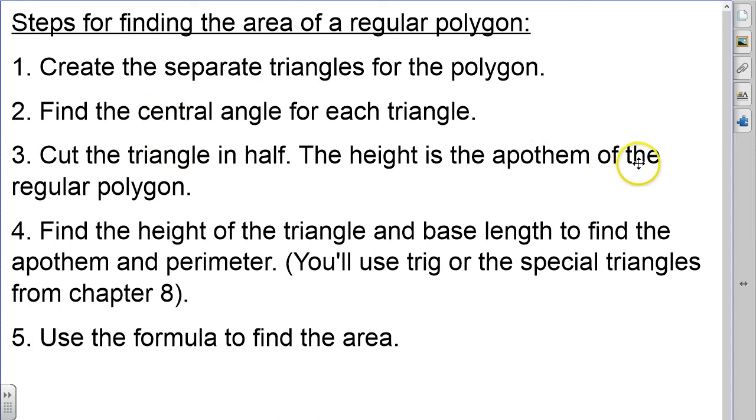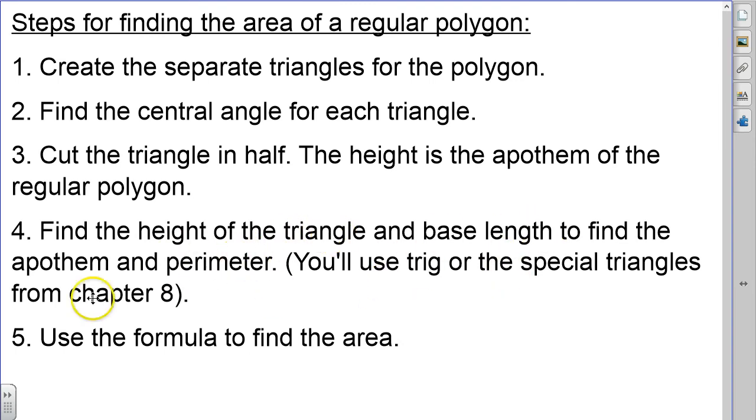The height of that triangle is the apothem of the regular polygon. And then the other side that you find is really part of the base. Sometimes you know the base, sometimes you don't. It just depends upon the figure. Then find the height of the triangle and the base length.